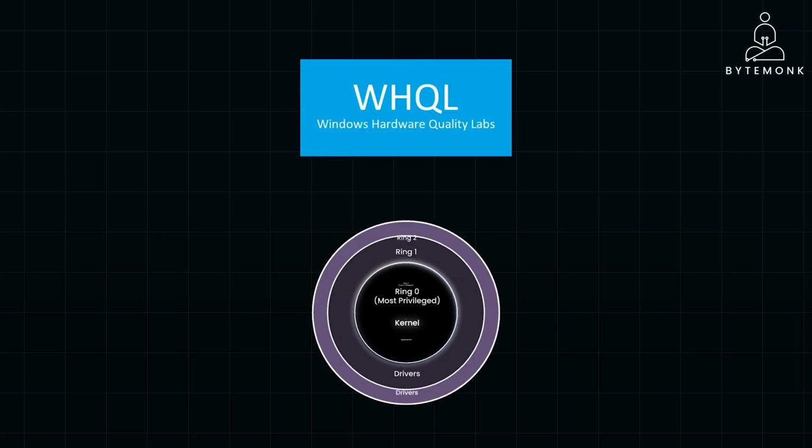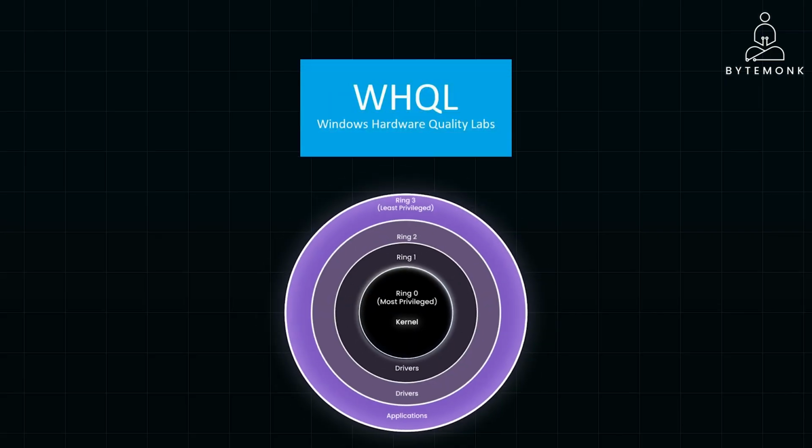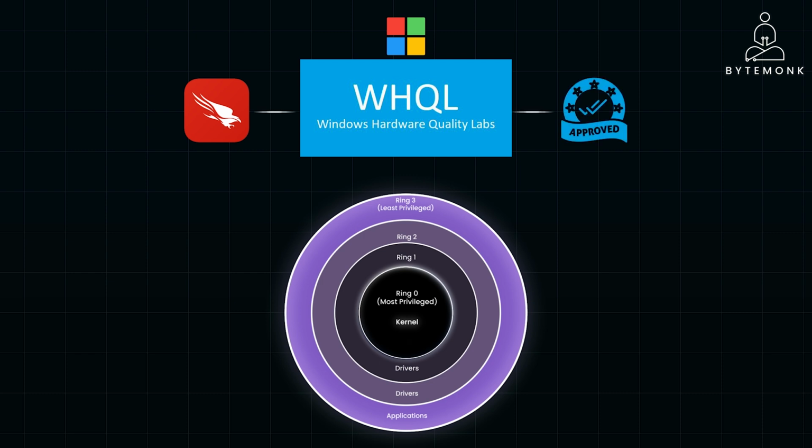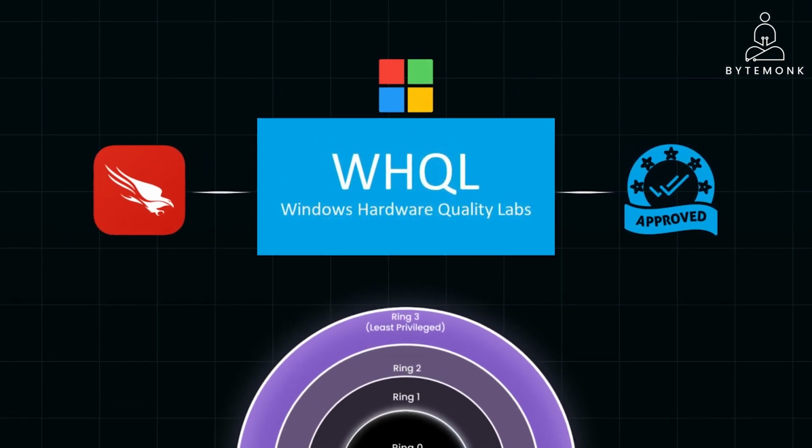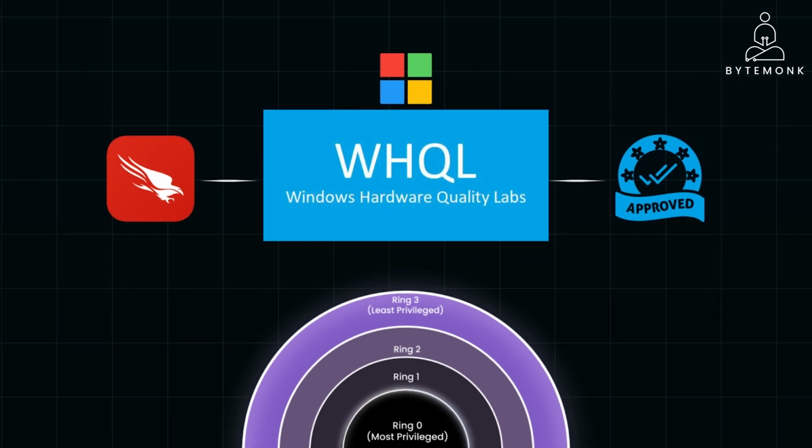Now, WHQL, or the Windows Hardware Quality Labs, is Microsoft's testing program to ensure hardware and drivers, including those operating in Ring 0, meet specific compatibility and reliability standards. While Microsoft strongly controls Ring 0 access, third-party developers can obtain WHQL certification for their drivers, allowing them to run code in this highly sensitive area. The CrowdStrike driver involved was WHQL certified. So it sounds like it's Microsoft's fault, but not so fast.